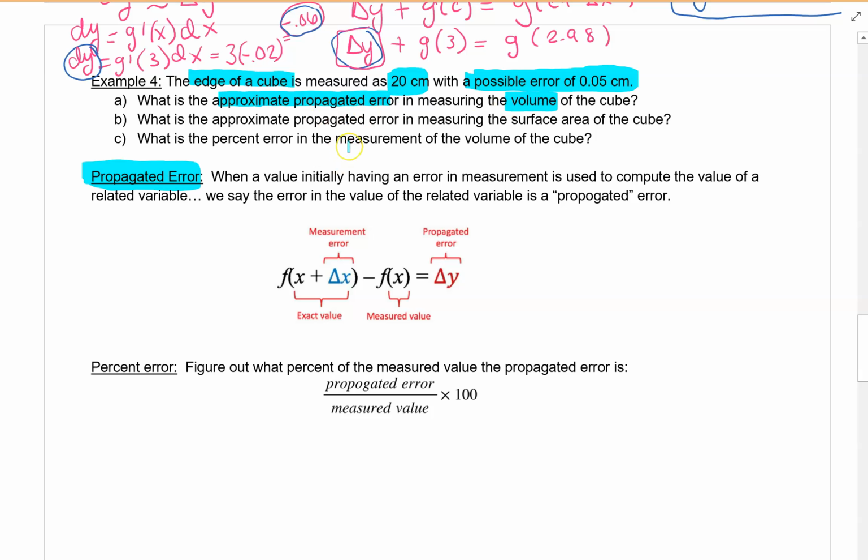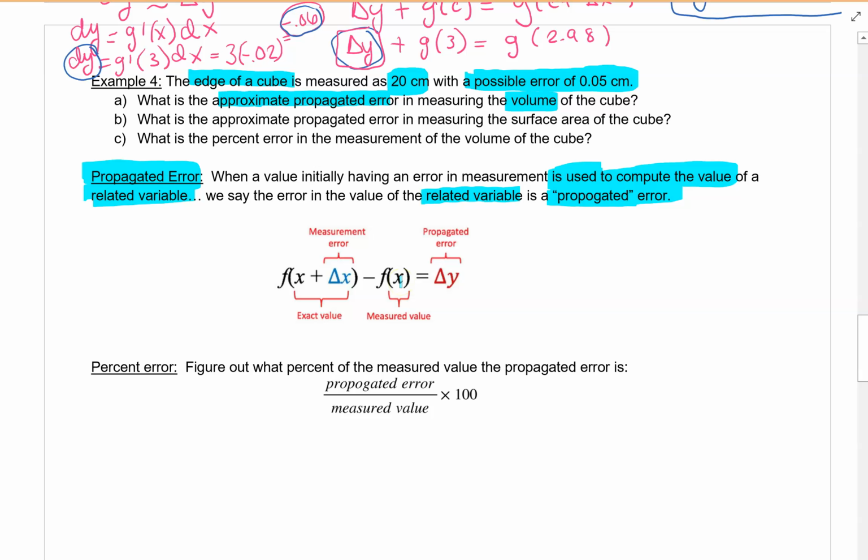So you might be wondering what propagated error is. Propagated error is when you initially have an error in measurement of one thing. In this case, we measured the edge of the cube with a possible error. So you start with an initial measurement that could have some error to it. And then if you use that measure to compute another value, like if we use this measurement of 20 centimeters to compute the volume, there will be some resulting error in that measurement as well, because you're starting with a measurement with some error and using it to compute another measurement. It's like a related error.